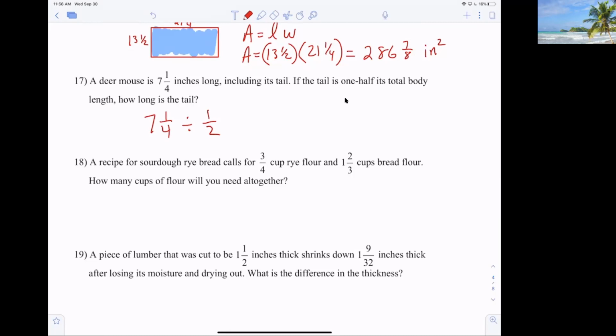So does that make sense to you? No! You're supposed to say, no, that doesn't make any sense. How can the tail be 14 when the whole thing is 7?